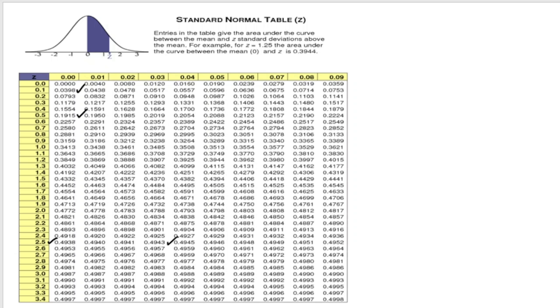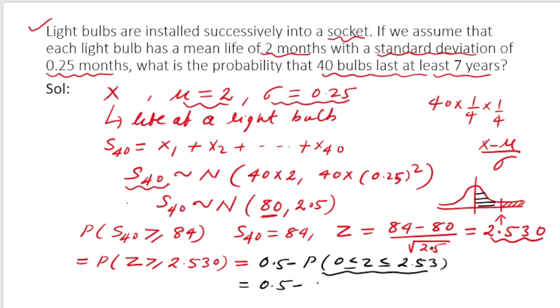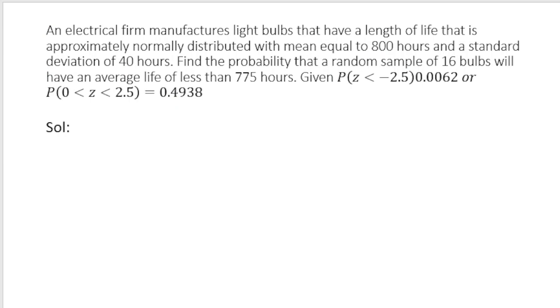So I am writing here it is minus 0.4943. So this value will be equal to 0.0057. So the probability that all the 40 bulbs will last for more than 7 years or at least 7 years is very less. It means that you have to go to market again and you have to buy extra bulbs, right? Because the probability that it will survive for at least 7 years is very less, right? So it is better to buy made in India product which will last longer.